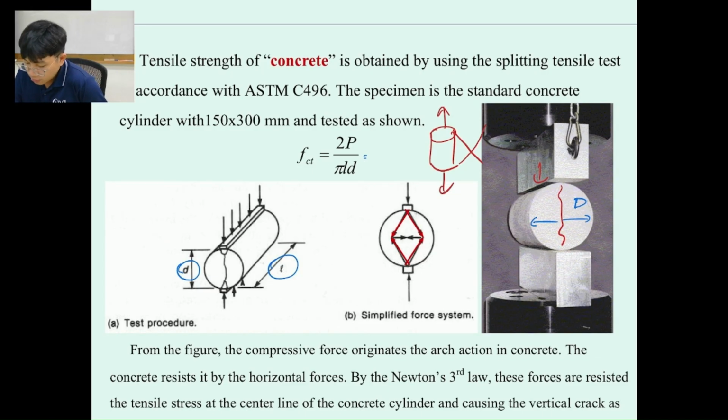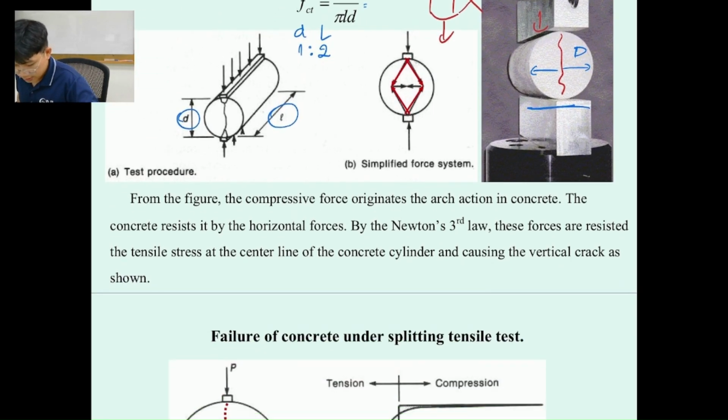Normally, the ratio of the cylindrical concrete sample is going to be 1 to 2, which means 1 in diameter and then 2 in length. Okay, there's 1 L. All right.